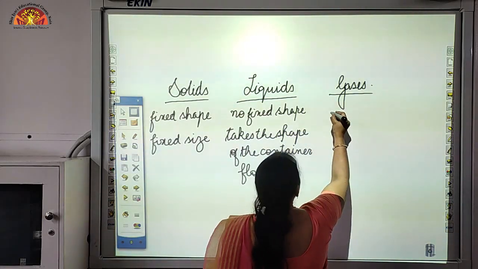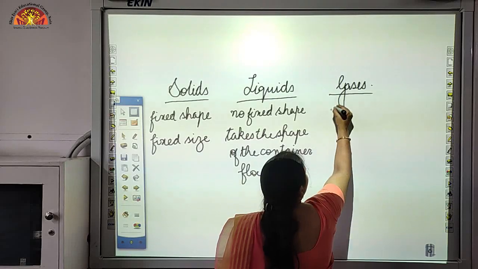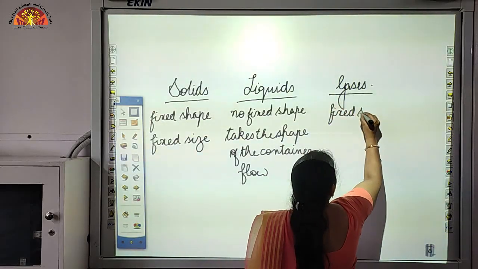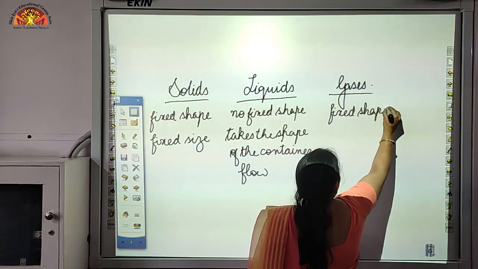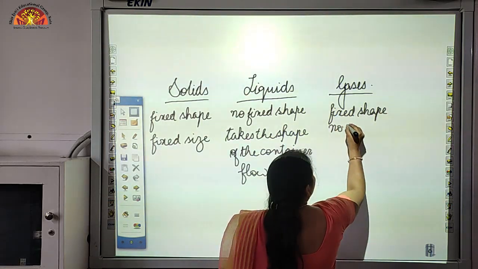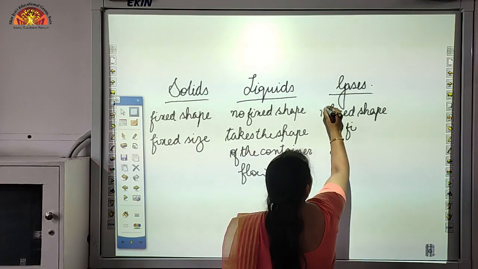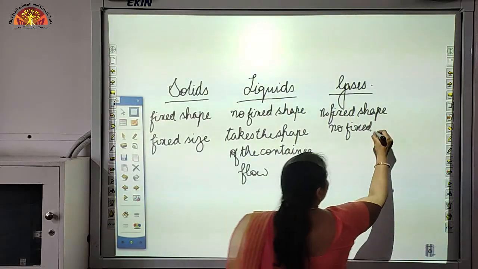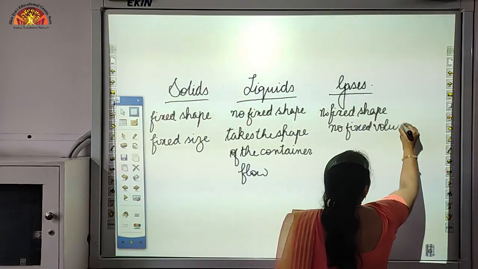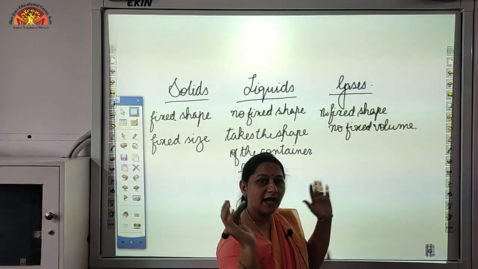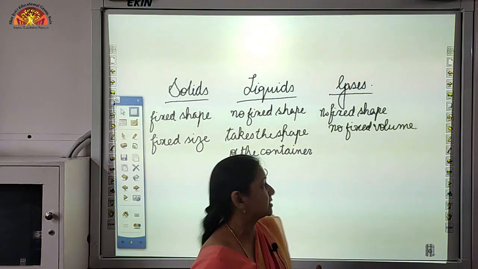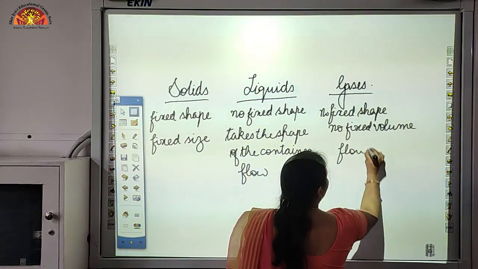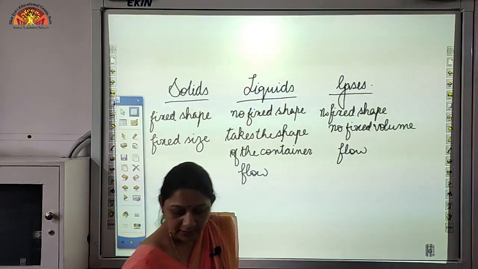Now, what about gases? They have no fixed shape and no fixed volume. They take up the entire volume in which they are kept. Okay, and gases also flow from one place to the other.